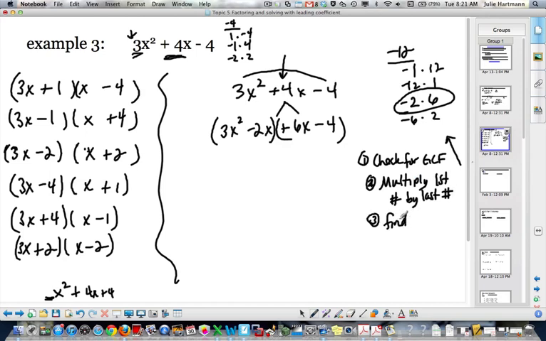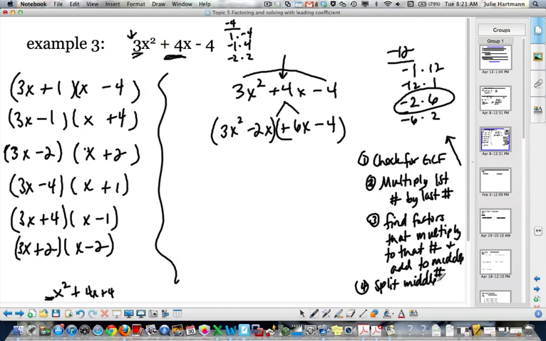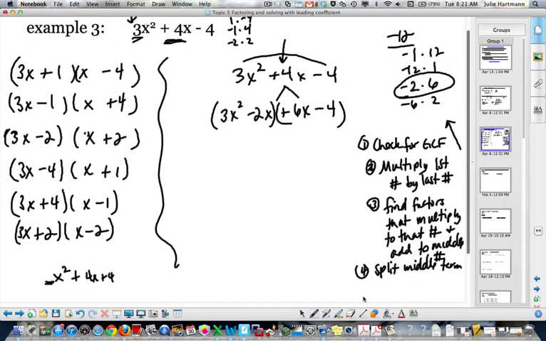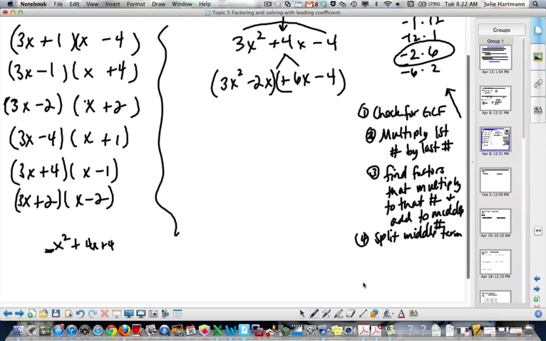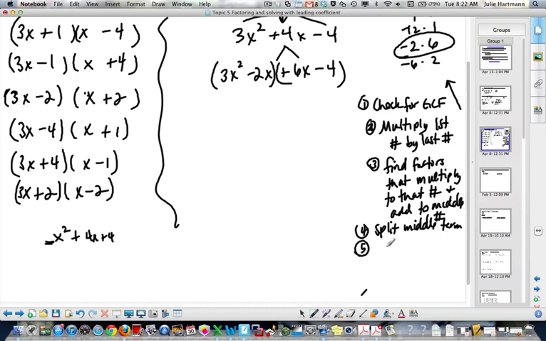You find factors that multiply to that number and add to the middle number. And then you split your middle term. Okay, and after that, you group it with parentheses. Now we find greatest common factor in each group.